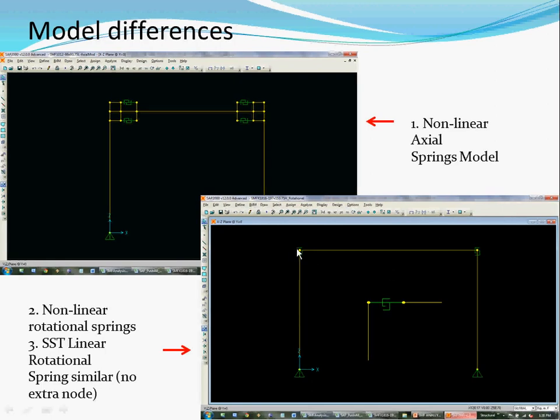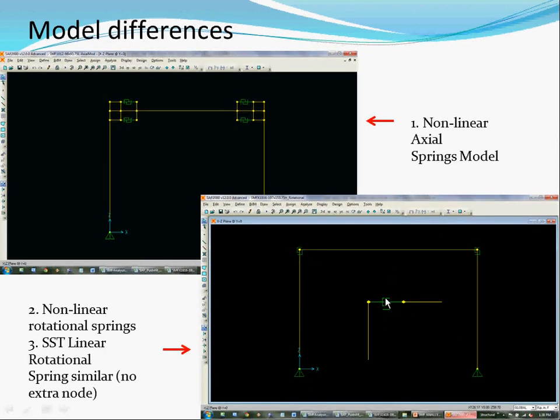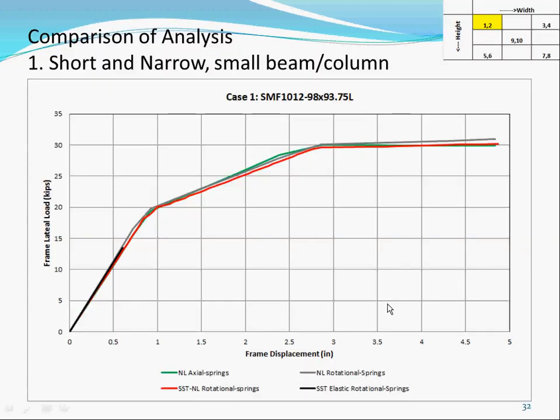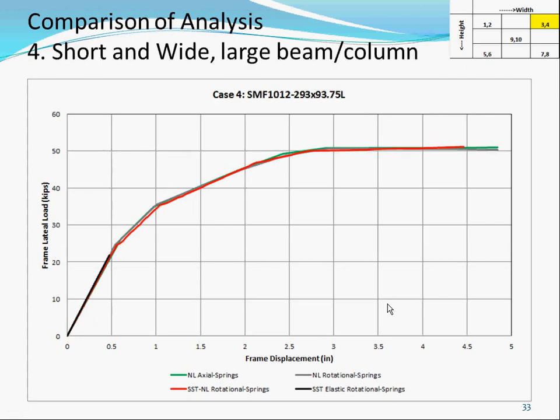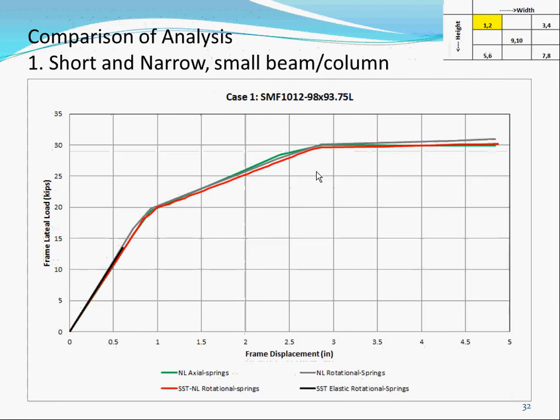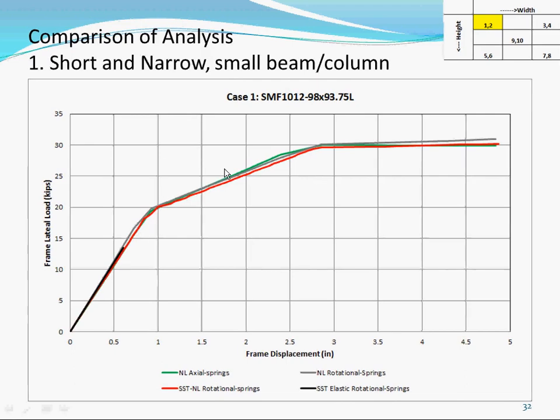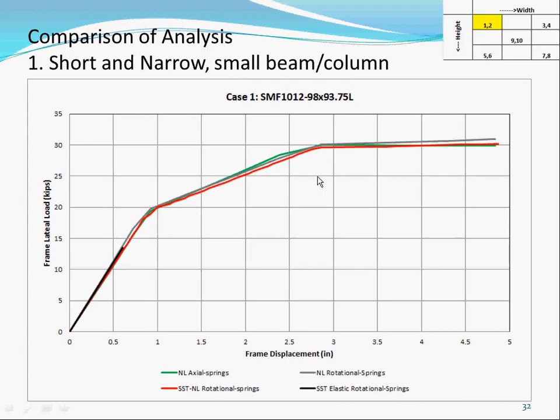So the close up for this one is just the rotation. SAP has all these elements for you to model it. Again, don't worry about these; I'm just comparing the different models. This is essentially to show the rotational spring versus the axial spring. You get pretty much the same behavior. It doesn't matter which model you pick, your behavior is pretty much the same.